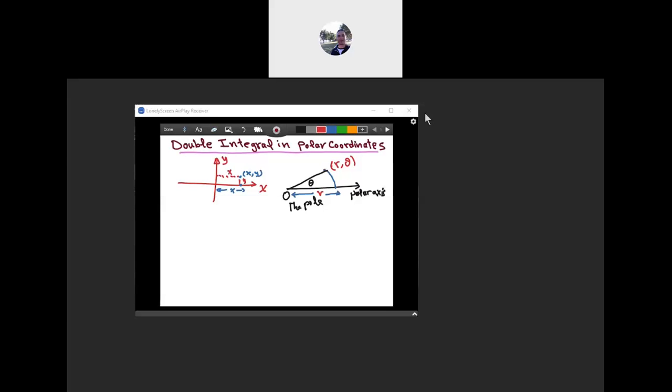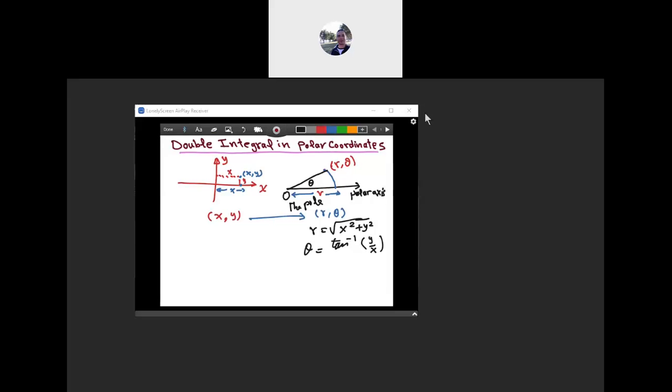I know how to change from Cartesian to polar. As I said, this point x and y will be here, r and theta. Okay, so if I have x, y, how can I change into r and theta? R is equal to the square root of x squared plus y squared. This is the r. What about theta? Theta is tan inverse y over x.